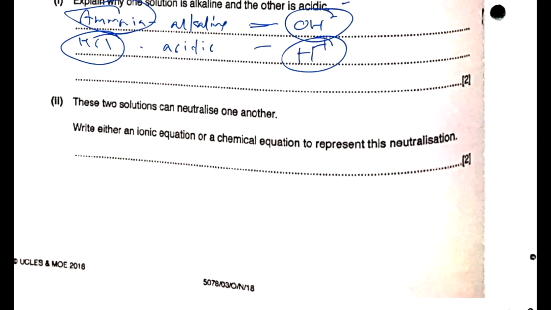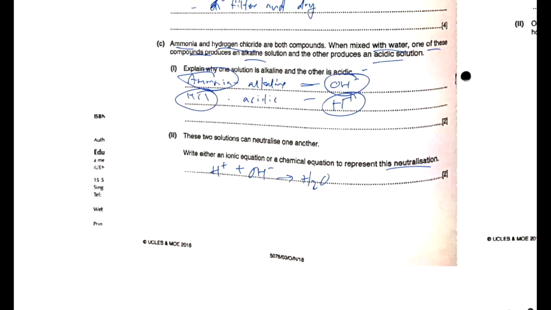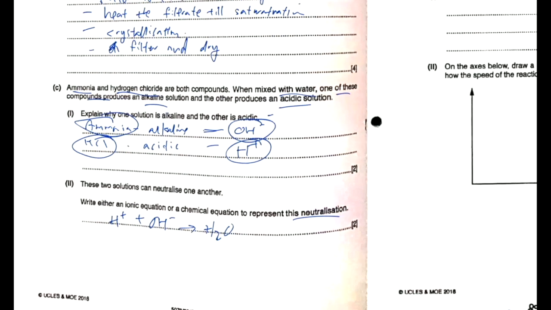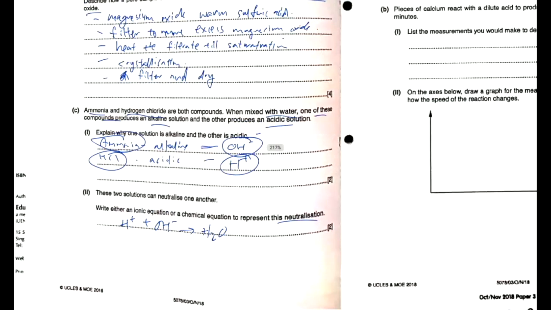So these two can neutralize, write an ionic equation. Now the neutralization ionic equation is always the same. It's always H plus plus OH minus to give H2O. Right? So this is the neutralization reaction that you have to memorize. This is the one. Next one.